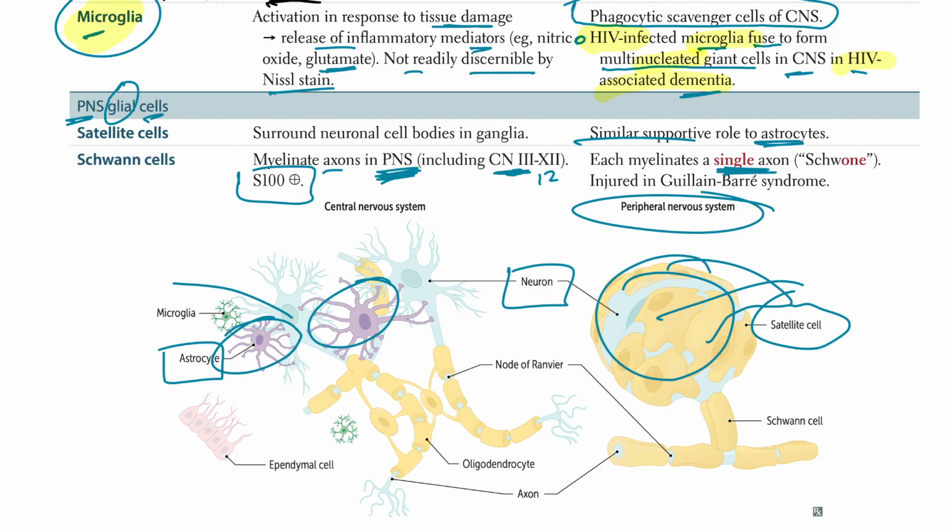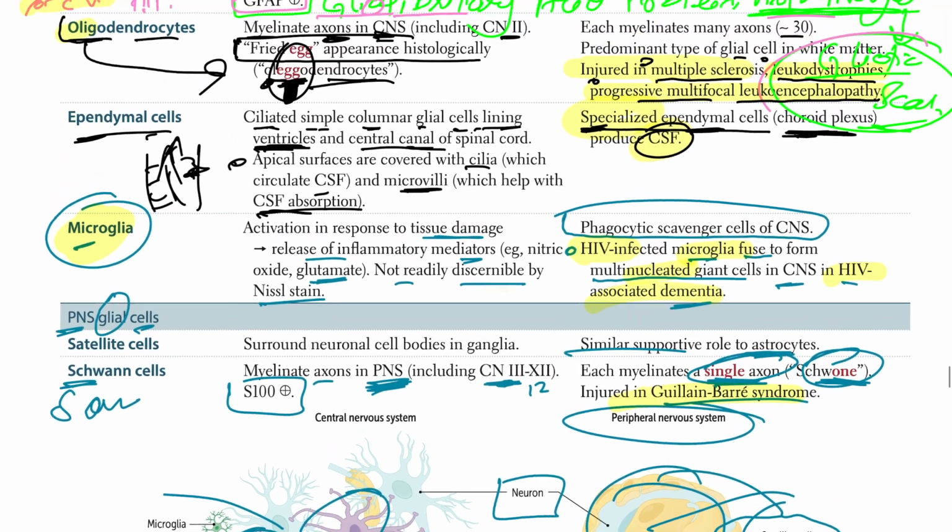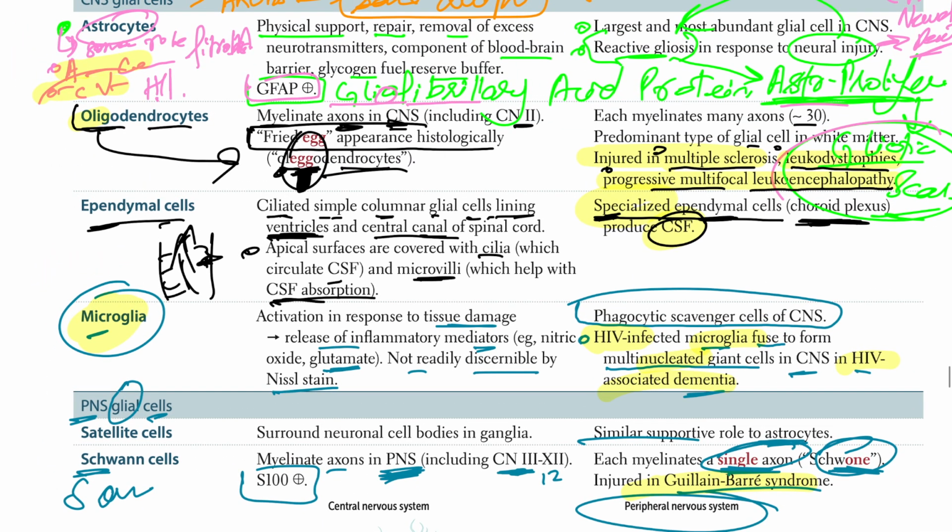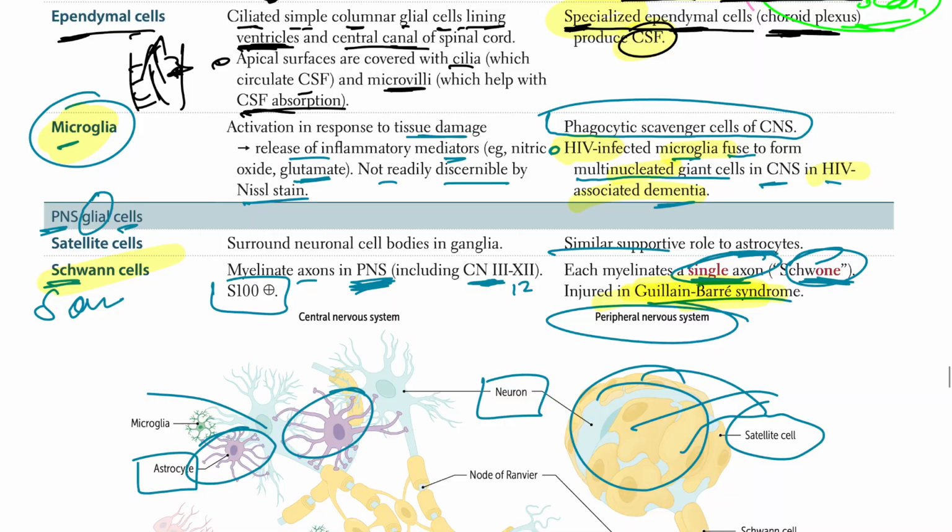Each Schwann cell myelinates a single axon, so you can just call it one like this. That's it, and it is injured in GB syndrome, Guillain-Barré syndrome. So oligodendrocyte is associated with MS, multiple sclerosis, while Schwann cells are associated with GBS, which is Guillain-Barré syndrome.